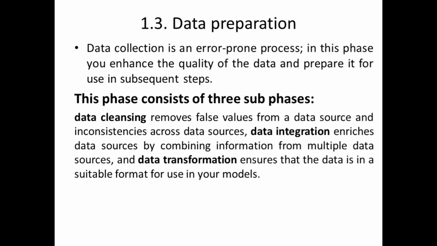The second one is data preparation. Data collection is an error-prone process. In this phase, you enhance the quality of the data and prepare it for use in subsequent steps. The phase consists of 3 sub-phases. One is data cleaning. In data cleaning, we remove false values from the data source and inconsistencies across the data sources. Data integration enriches the data sources by combining information from multiple data sources. Then data transformation ensures that the data is in a suitable format for use in your model. These 3 phases are very important for the data science project.